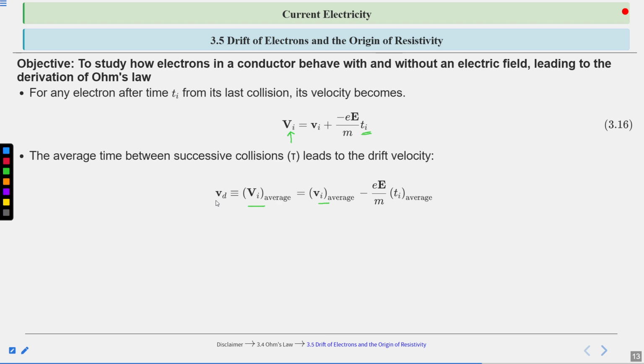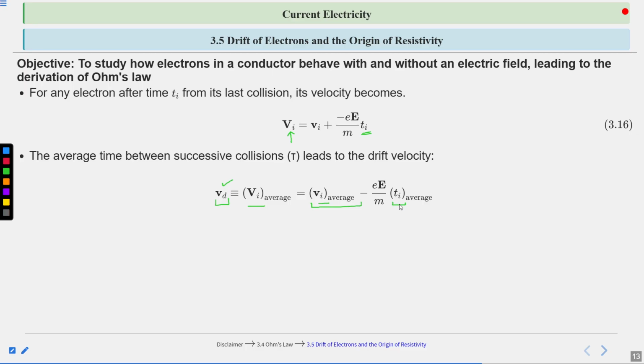So this vd, drift velocity, what is this drift velocity? It is the average of all these capital vi's. Okay, this drift velocity is the average of all the capital vi's and the average of these small vi's, minus e capital E upon m, and the average of all the times between two successive collisions.